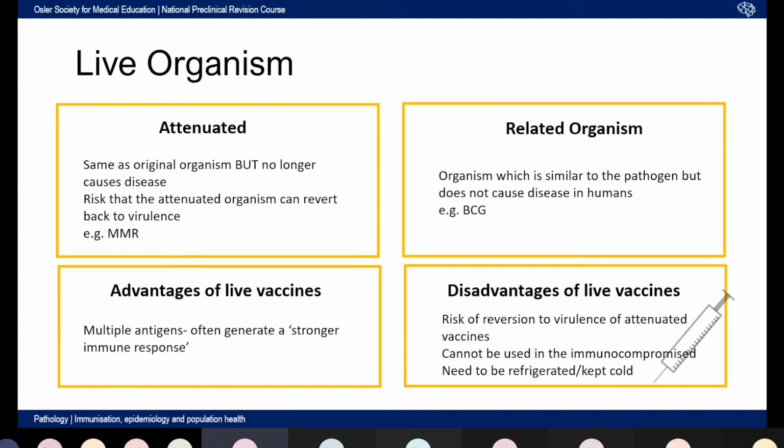And they need to be kept refrigerated and kept cold. So you have to think about how you're going to transport them to different places. And when they get to where they need to be, does that hospital or GP or whatever, do they have the resources to keep them at the required temperature? Because some of them need very, very low temperatures.